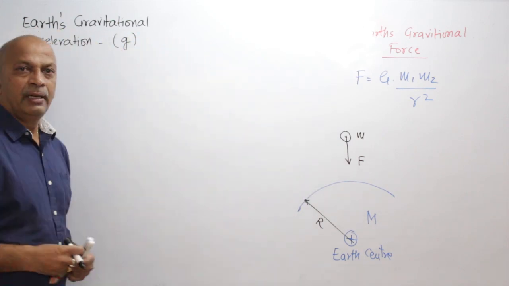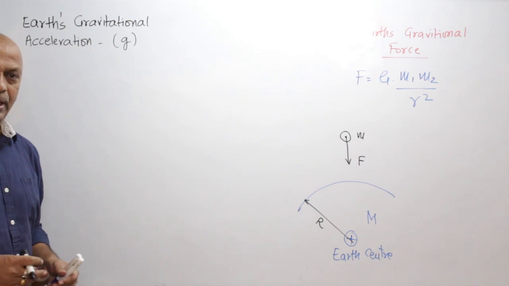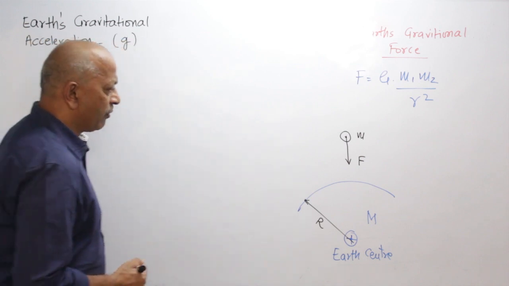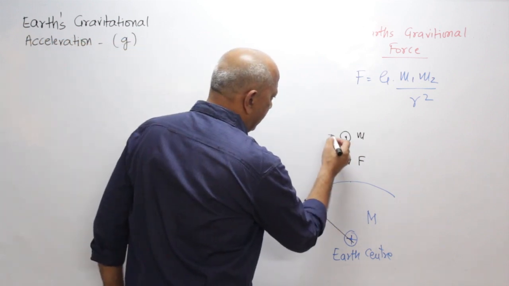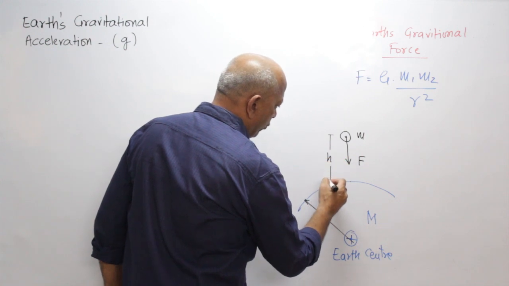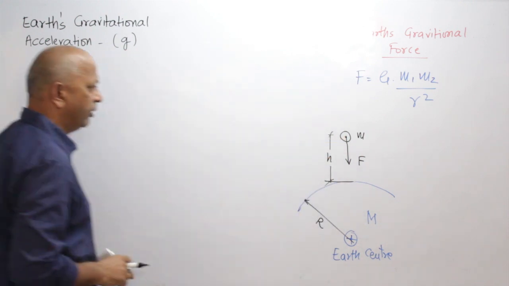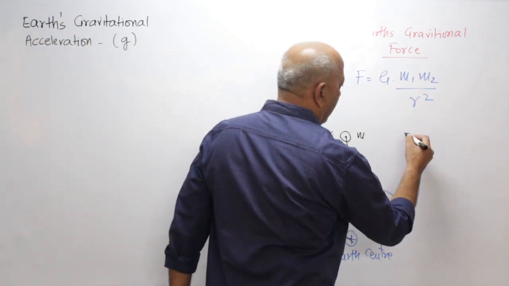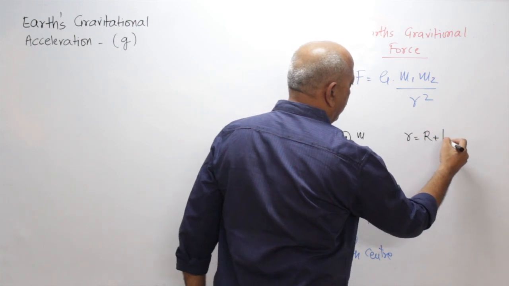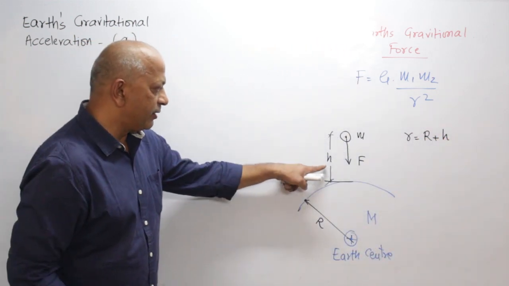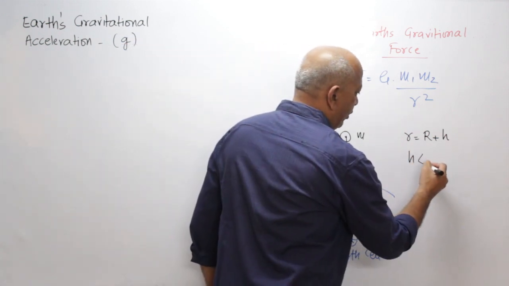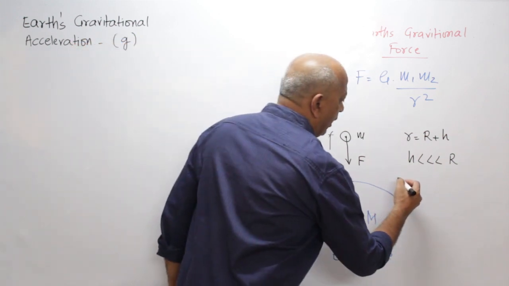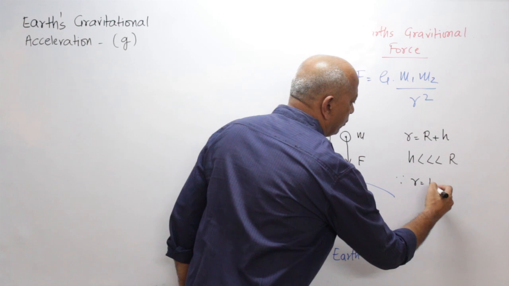We calculated this in the last session. This force is nothing but this one. Actually, this is at height h from the surface of the Earth. So the distance r is equal to R plus h. But we have studied last time, this h is very, very small compared to the radius of the Earth. So we are considering r is equal to R.